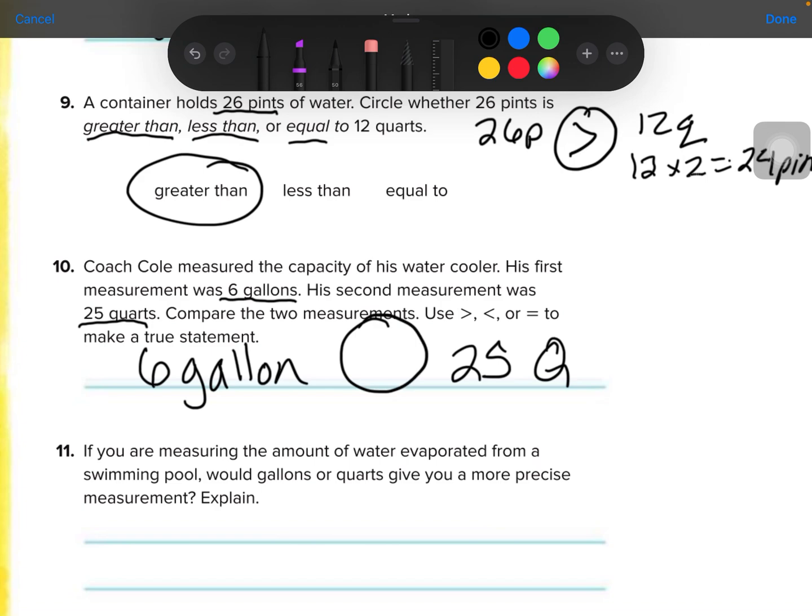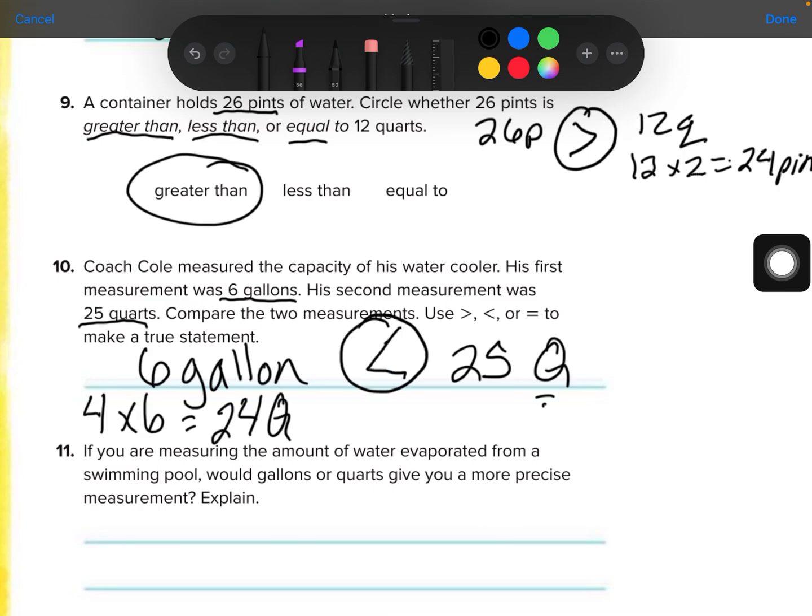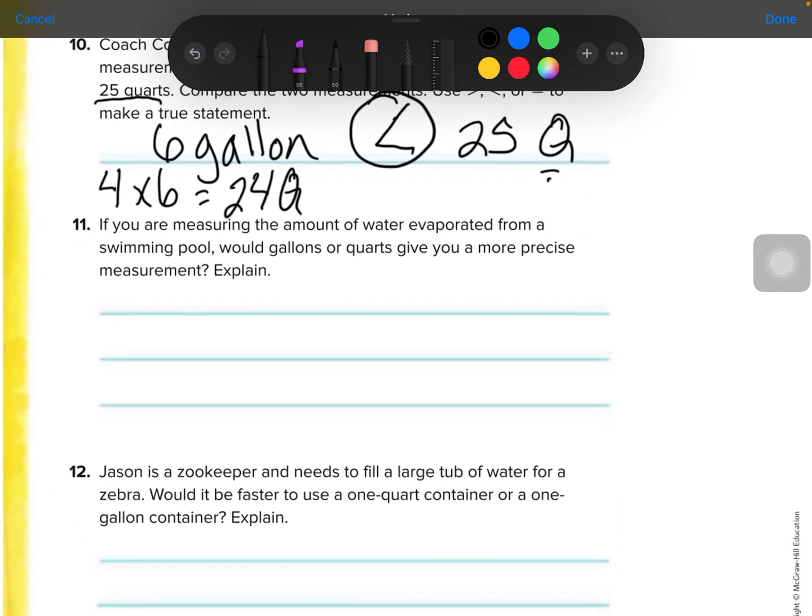But they're not the same measurements, so we need to get them on the same unit. And let's use the smaller one. So quarts, this one's already in quarts, so I'm going to convert the gallons into quarts. And I know for every 1 gallon, there are 4 quarts. And I have 6 gallons, so 6 times 4 is 24 quarts. Now I can compare. I can see that 25 is greater than 24. There we go.